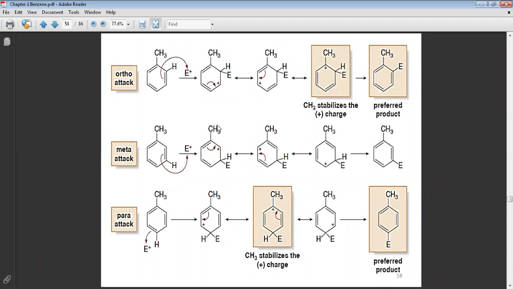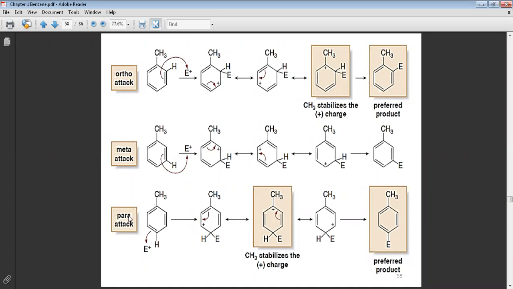Which one is best, meta or ortho? Ortho. Okay, ortho. Meta is not preferred. Why? Because there is no directly alkyl group or donating group bonded to the positive charge. So it is a tertiary carbocation. Okay?